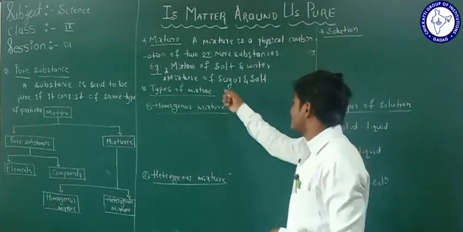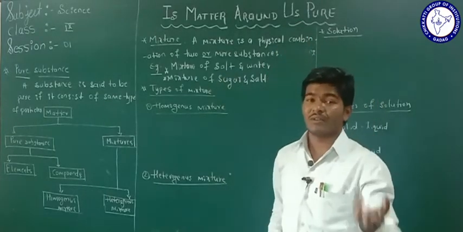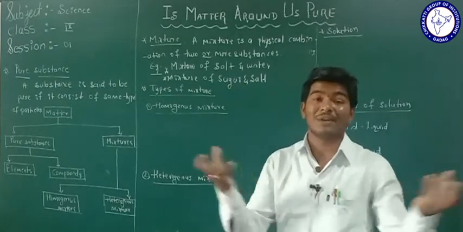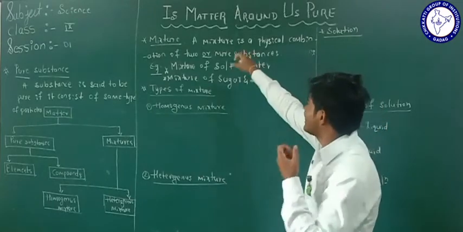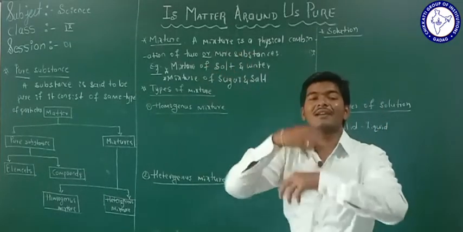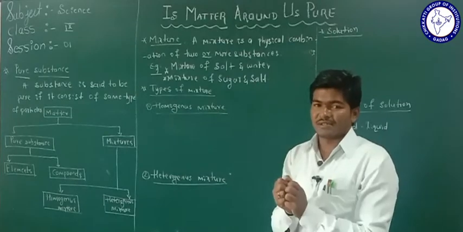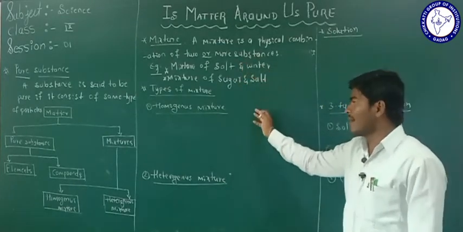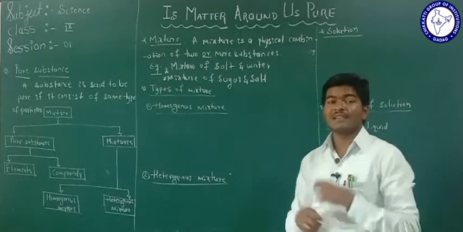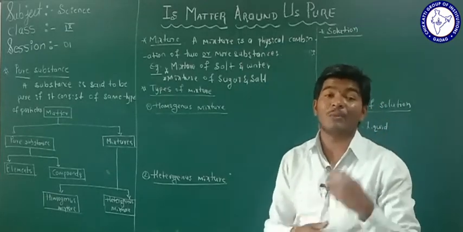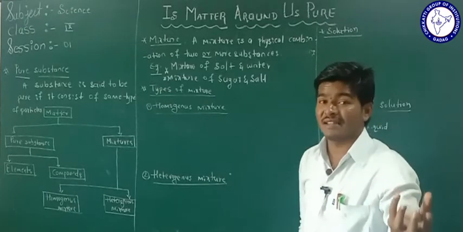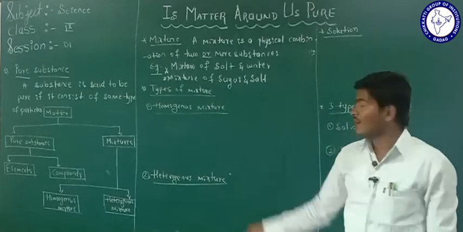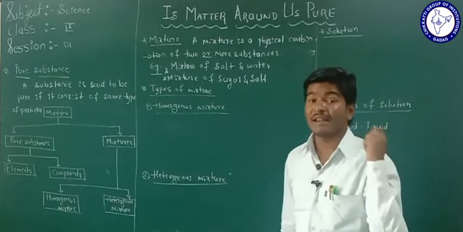If you take a sugar packet, it is a pure sugar packet. Why? Because it consists only of sugar particles. But when you mix the water and sugar, it is called a mixture because it is a physical combination of those two substances. Is it clear? This mixture can be classified into two types based on how the substance is dissolved in it: homogeneous mixture and heterogeneous mixture. What is a homogeneous mixture and what is a heterogeneous mixture?